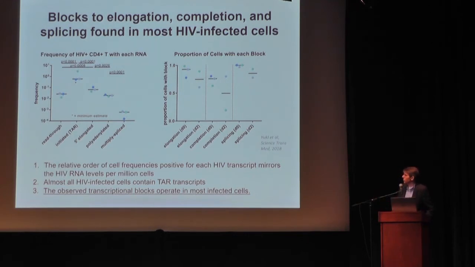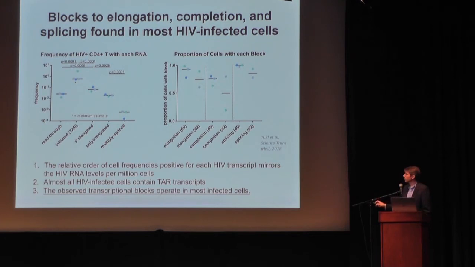So on the left, what I'm showing you is the frequency of infected cells that have each of these transcripts, with 1 being 100%, 10 to the minus 1 being 1/10. And somewhat to our surprise, what we found is the relative order of these cell frequencies is exactly similar to the order of the levels of the HIV transcripts per million cells, suggesting that these transcripts and these blocks are happening in most cells. In fact, if you look at the frequency of infected cells that have initiated transcripts, it's almost 100%, suggesting that almost all infected cells have initiation of HIV transcription.